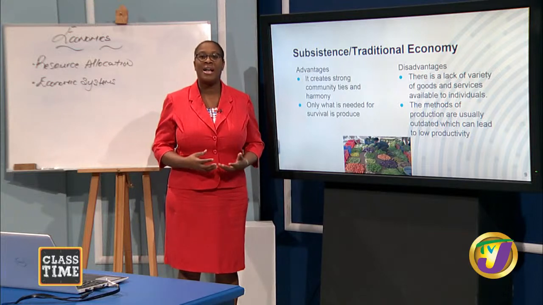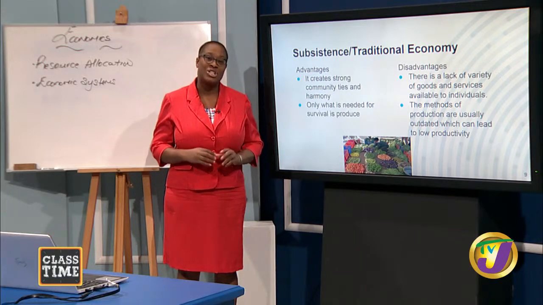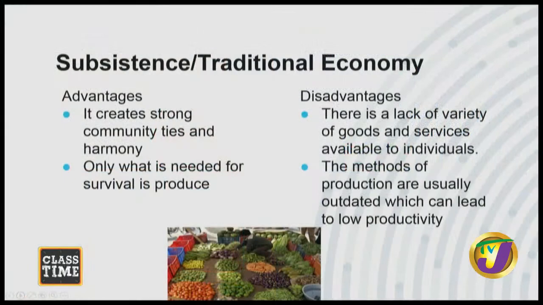So what are some of the advantages and disadvantages of this subsistent or traditional economic system? The first advantage is that it creates strong community ties and harmony. So you find that persons who are more neighborly, they live good because, you know, you want to be able to have that relationship where you can exchange your produce with your neighbors, all right? And what you also find is that only what is needed for survival is produced. Good? So whatever persons need, they utilize it. So you find that there was little wastage taking place.